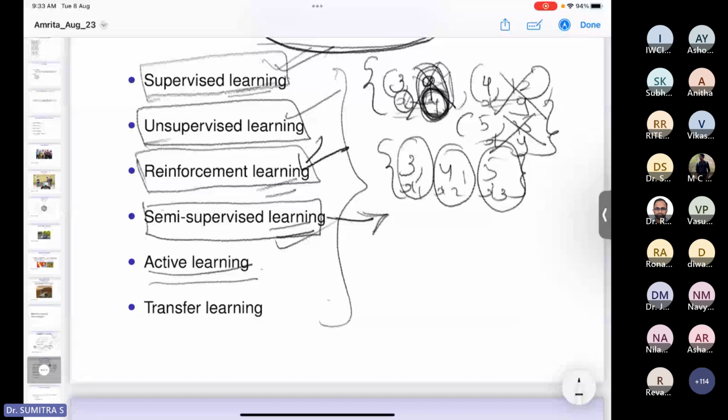For example, if I have millions of web documents and I want to develop an algorithm which can classify those web documents into different groups, such as documents related to sports, entertainment, and politics, let these be the three divisions.